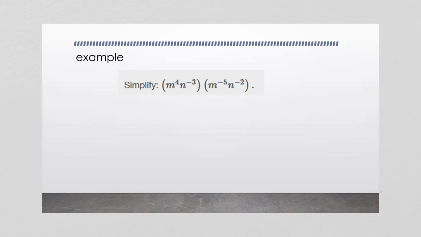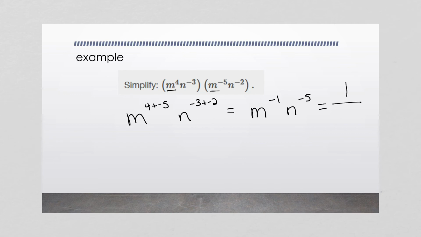Yikes, it's a hot mess. Look at that. All right, so let's multiply this. Like bases, we add our exponents together. So we would get m to the 4th plus negative 5, n to the negative 3 plus negative 2, which gives us m to the negative 1 power, n to the negative 5 power, and they both hate where they're living, so let's move them into the basement. 1 over m n to the 5th power, and that's it.